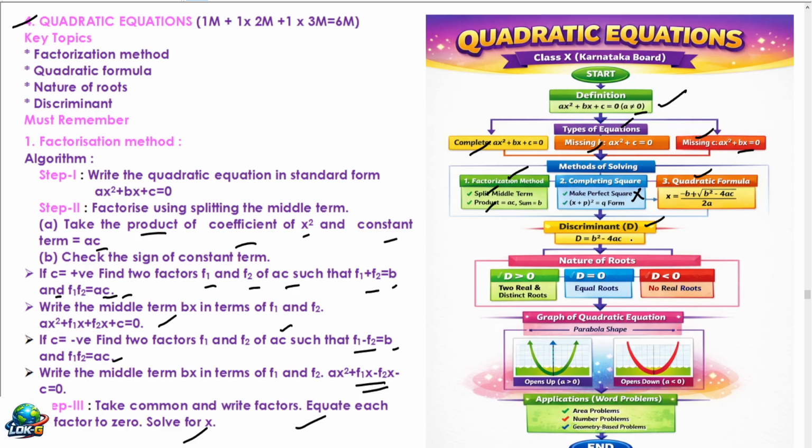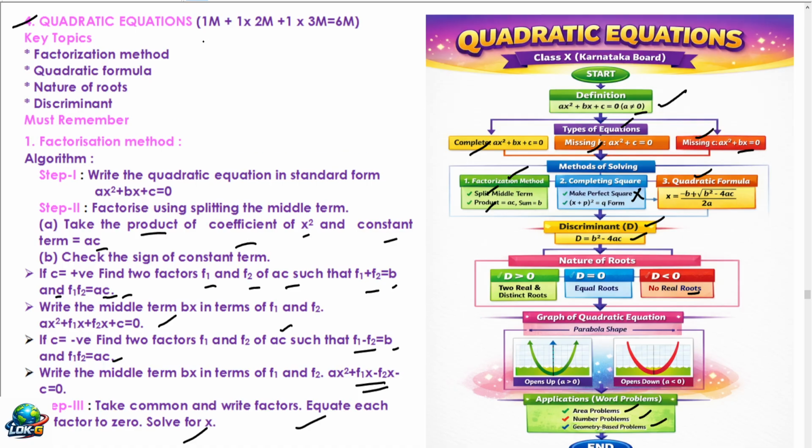And this will decide d, the nature of the roots. If d is greater than 0, positive, then two roots are real and distinct. If d is equal to 0, roots are equal. If d is less than 0, no real roots. Graph of the quadratic polynomial: it will have the parabolic shape. Application of word problems, area problems, number problems, and geometrical based problems may appear.